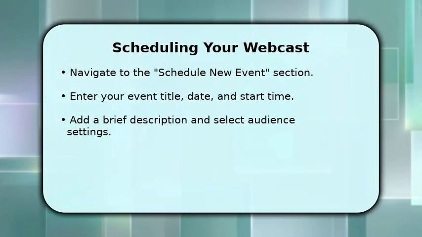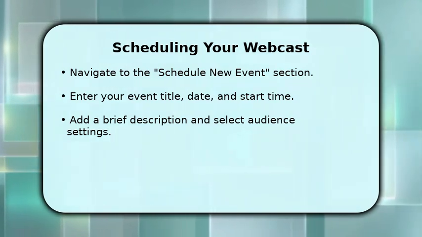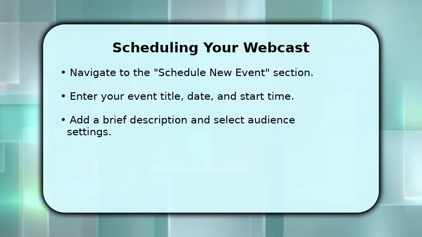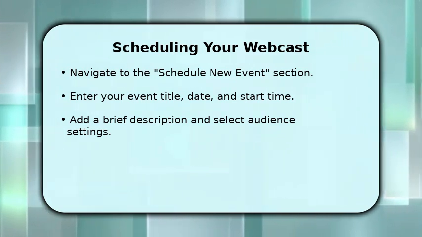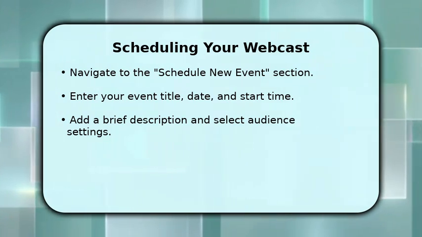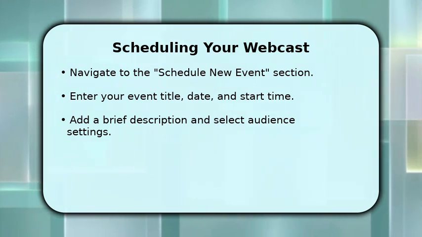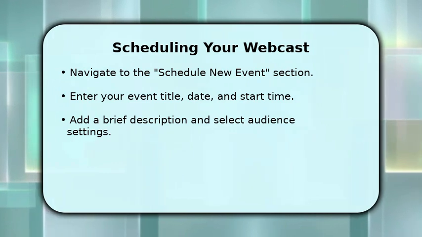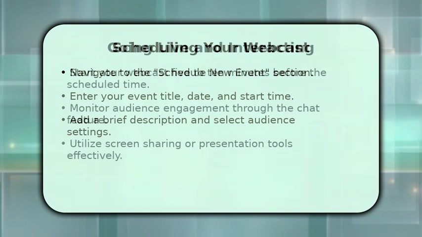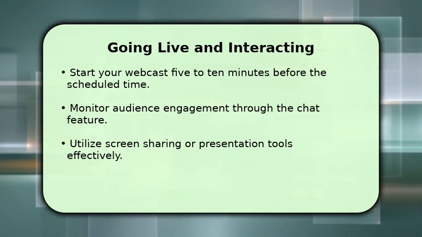Now let's schedule your first webcast. Locate the Schedule New Event button, usually prominent on the dashboard. You'll then input essential details like your event's title, the specific date, and the exact start time. Remember to craft a compelling description to attract your audience. You can also choose privacy settings such as public or private, and decide if registration is required, often with just one click. When it's time for your event, aim to go live about 5 to 10 minutes early to prepare.